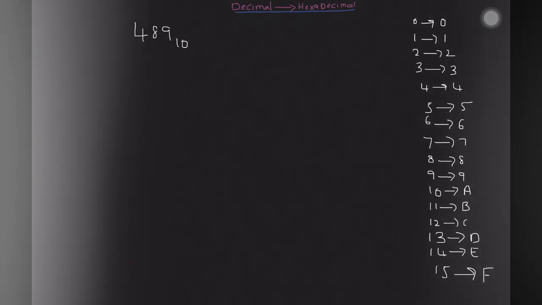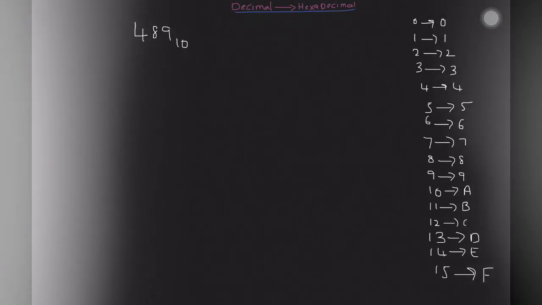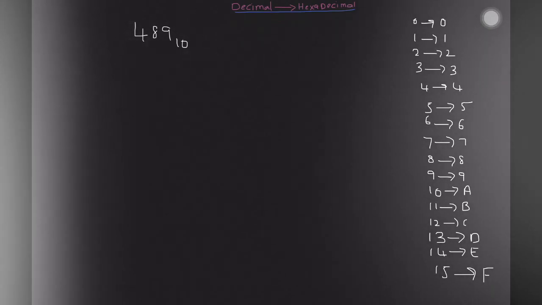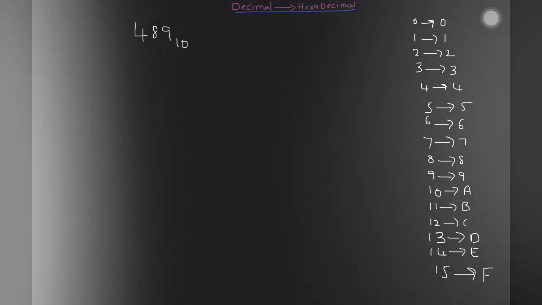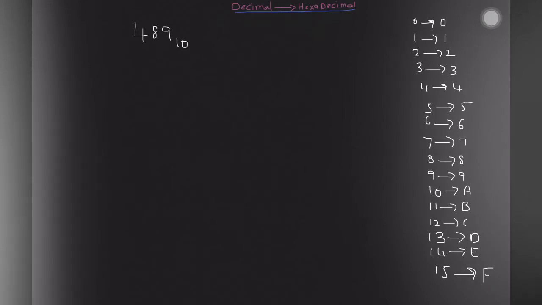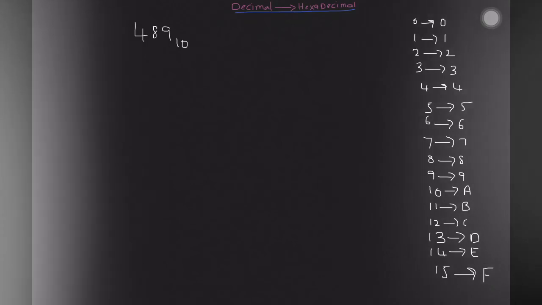We want to know these 16 symbols. Hexadecimal means 16: 10 numbers plus 6 letters, A to F, totally 16. That is the reason why hexadecimal has base 16. Now we want to convert this decimal number into a hexadecimal number.